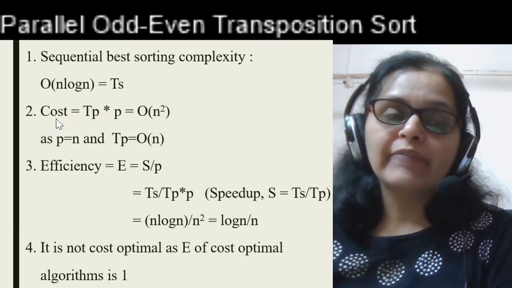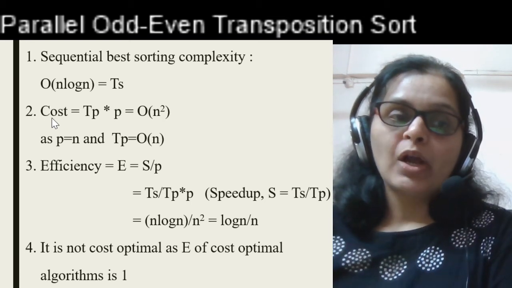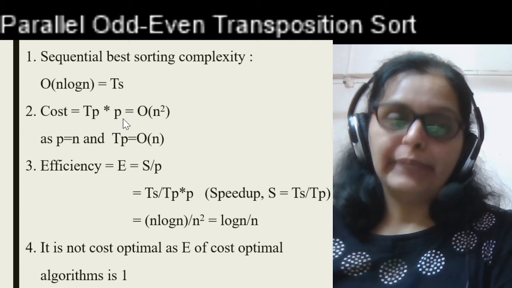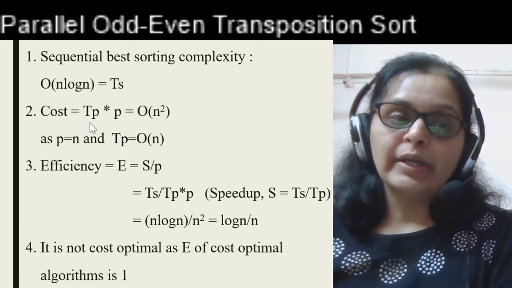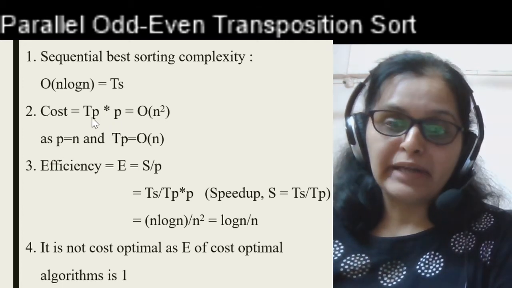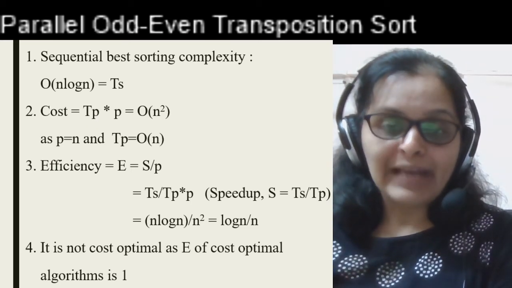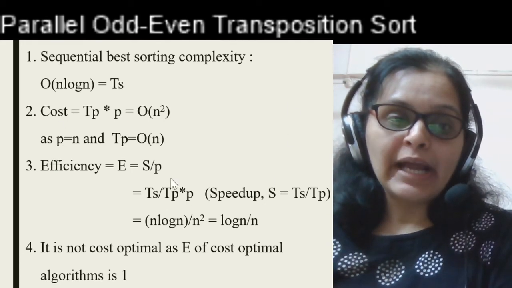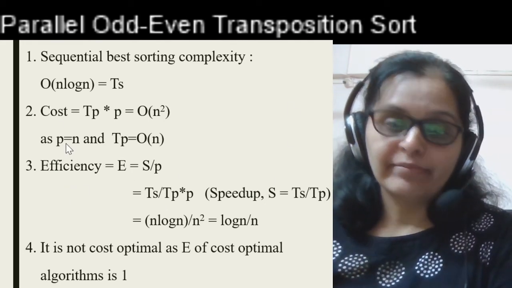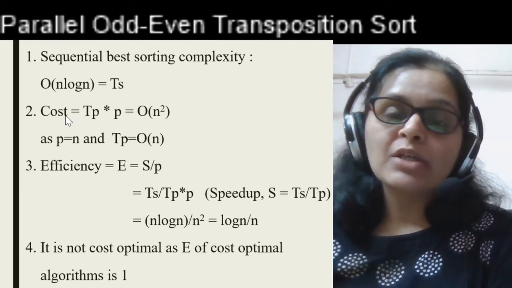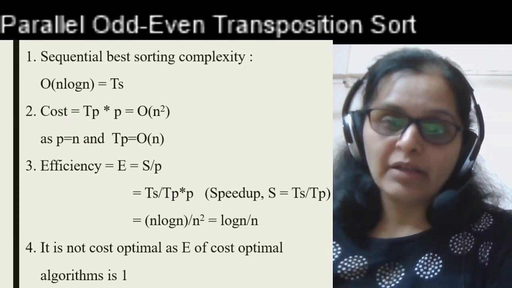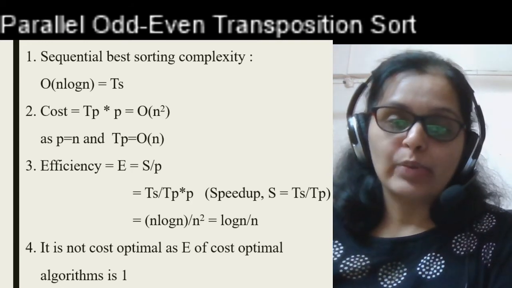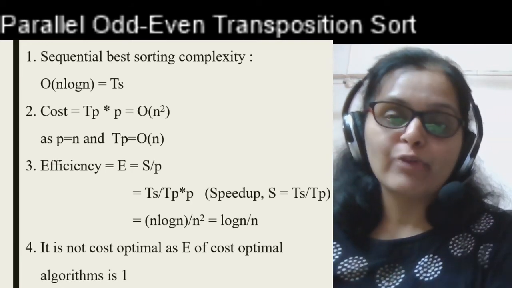How will I define the cost? Cost is equal to TP into P. TP is your parallel runtime. Just now we saw the parallel runtime, we got O(n), and P I am assuming is n. P is equal to n. So the cost of this parallel odd even transposition sort, I am getting as O(n^2). Okay, cost. Next performance metric.